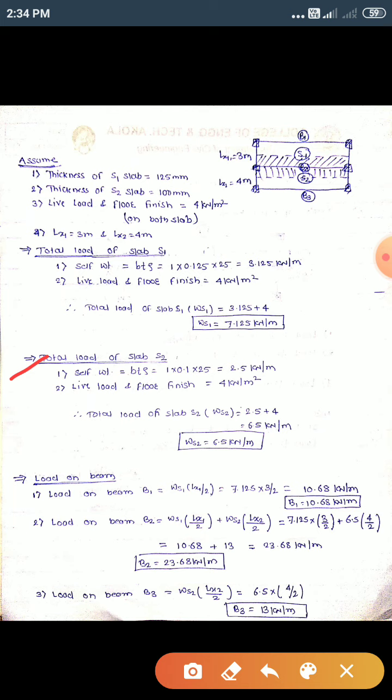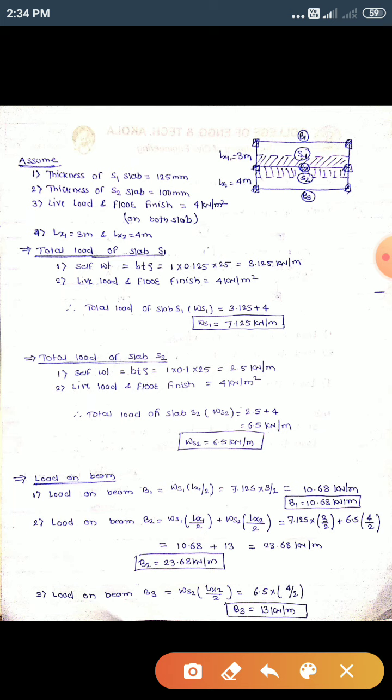Now here we have considered thickness of slab 2 is 100 mm. So self weight is 2.5 kilonewton per meter square. Formula is same again to calculate the self weight, and then live load and floor finish is also same. So by adding these 2.5 and 4, your total weight on S2 slab is 6.5 kilonewton per meter. Now once you calculate the self weight or the total load of slab S1 and S2, or whatever slabs you have in your plan.